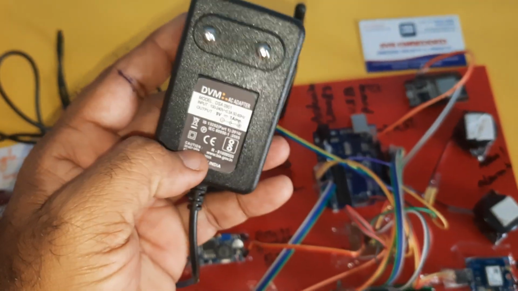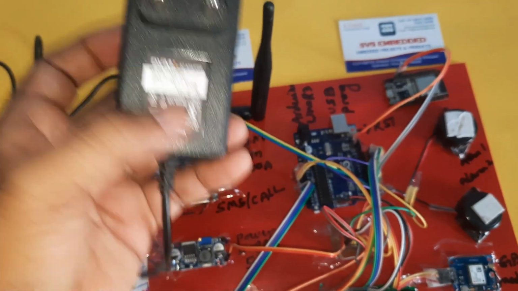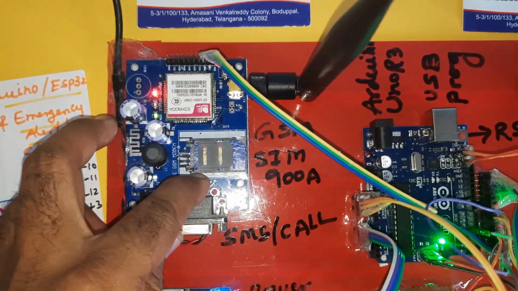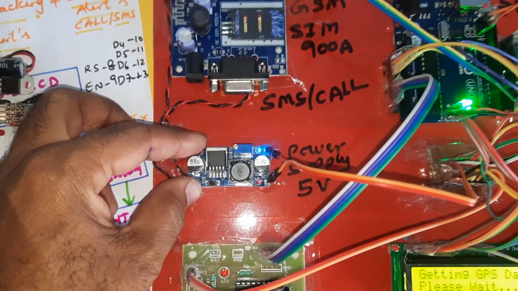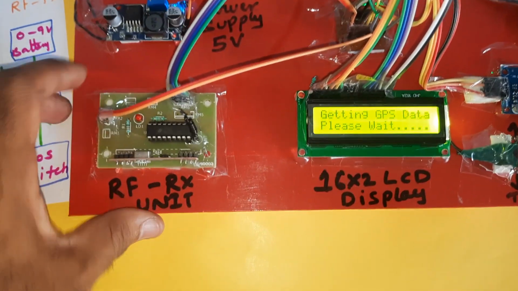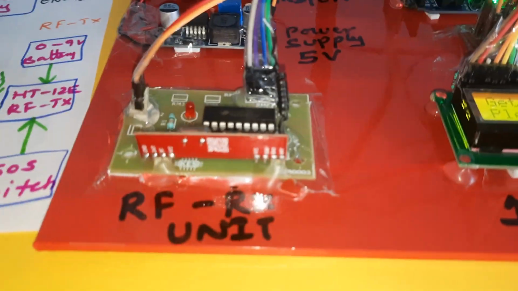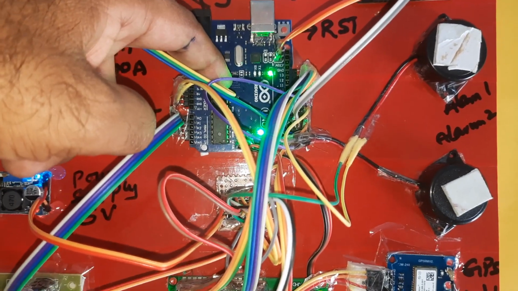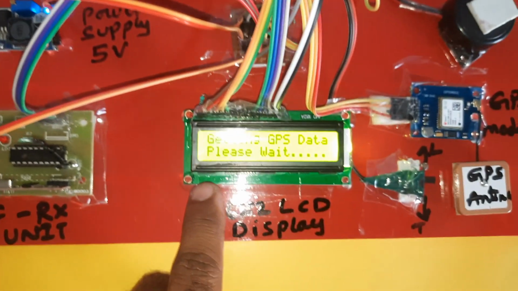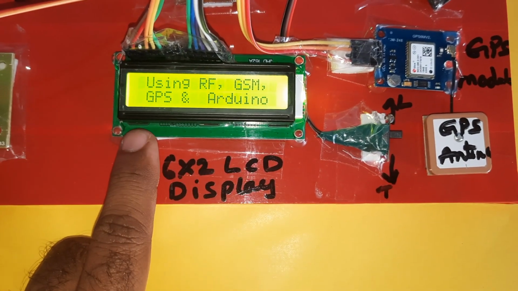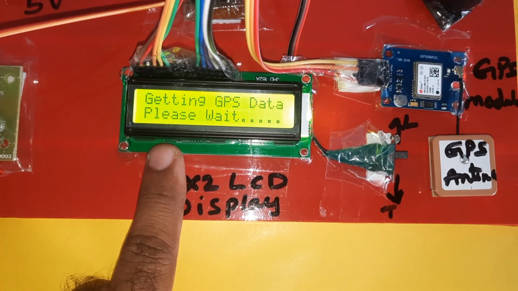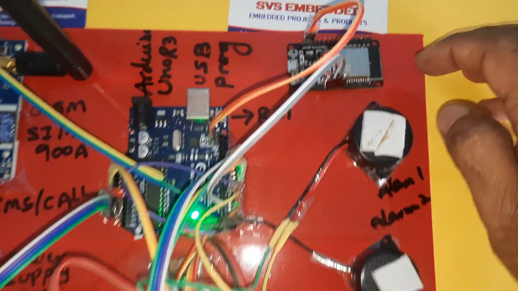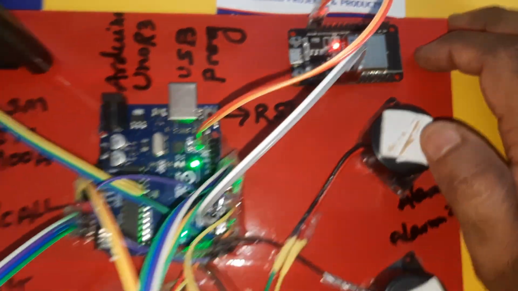Here we are using a 0 to 9 volts adapter power source, and here we are using GSM SIM900A for SMS alert and call alert, GSM SIM900A 5 volts power supply module, and RF receiver module, ST12D, and 16x2 LCD display. And here we are using Arduino Uno R3 ATmega328 controller IC board, and here smart Bangle for women safety using RF, GSM, GPS, Arduino, and waiting for the GPS antenna, GPS module, and alarm 1 and alarm 2. Here we are using the Arduino ESP32 module.